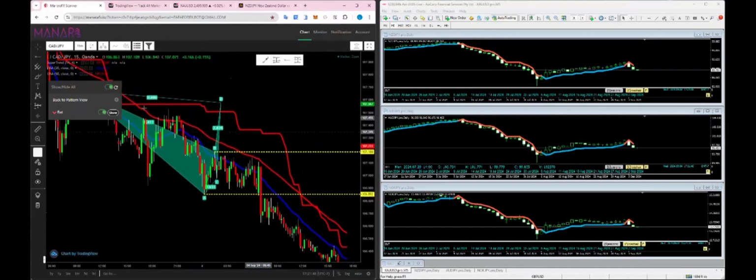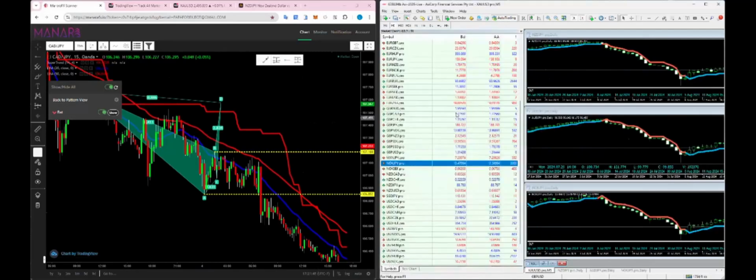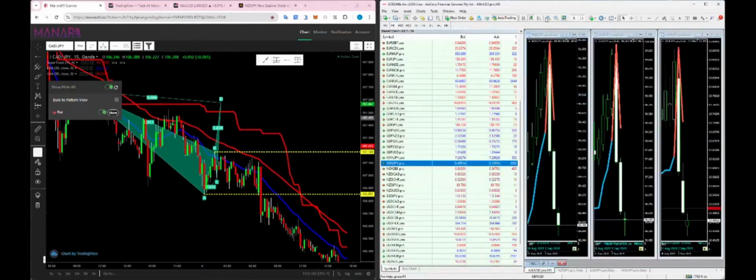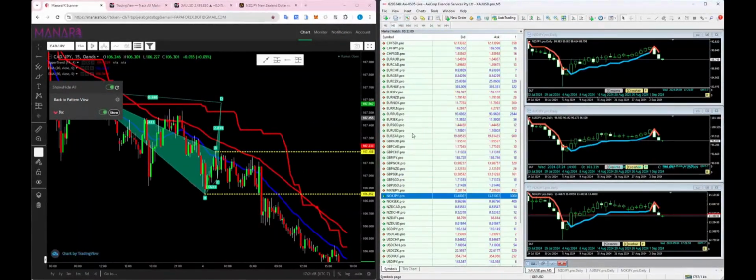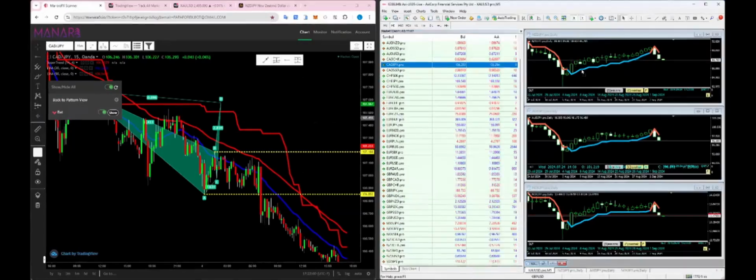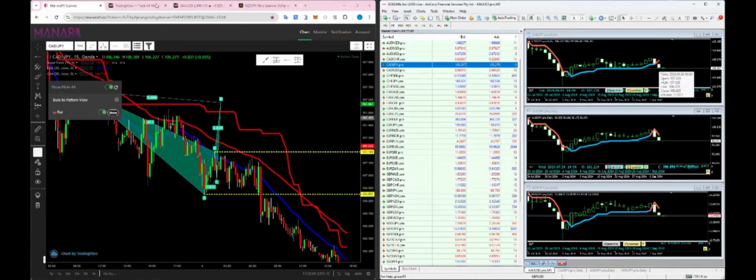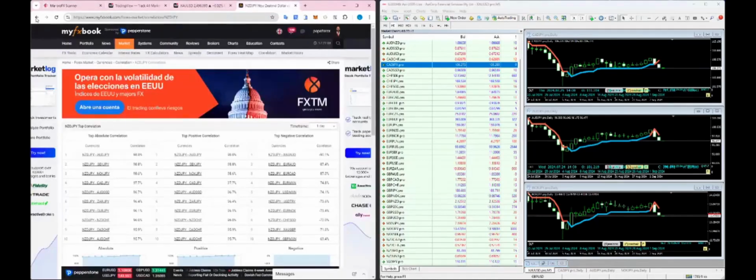Now, CAD JPY. Let's check over here. How's the correlation for CAD JPY? Right here, you see it's already starting a downtrend. Now let's check who correlates with CAD JPY. Let's see.